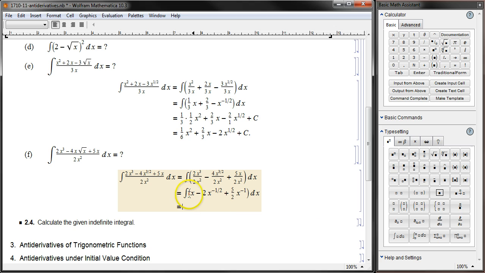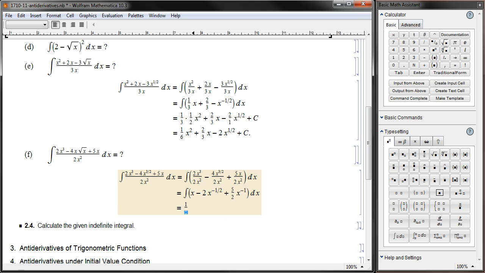Okay, let's take the antiderivative. Antiderivative of x, what is it? 1/2 of x squared. And then next, minus 1/2, add 1 to the power, and then divide. Just the power rule, right? Add 1 to the power, and then divide.